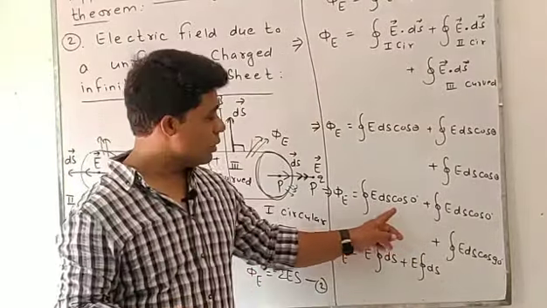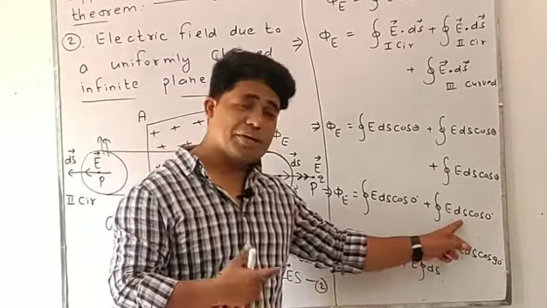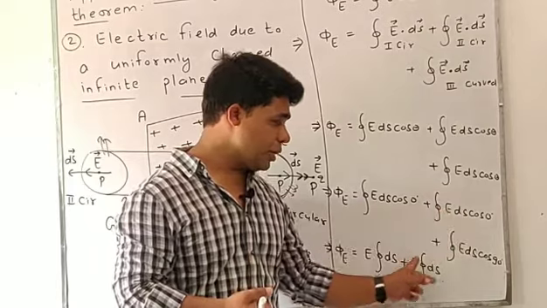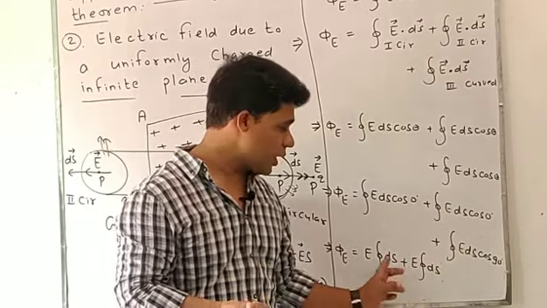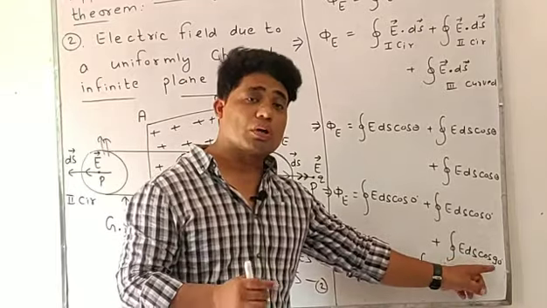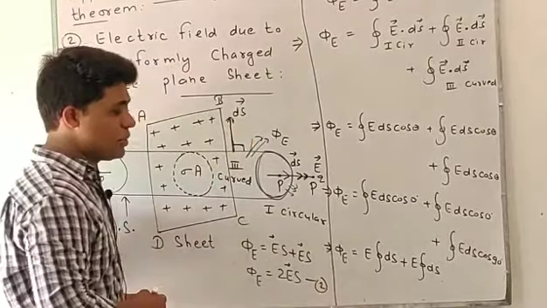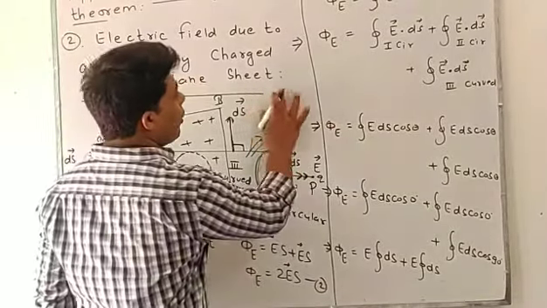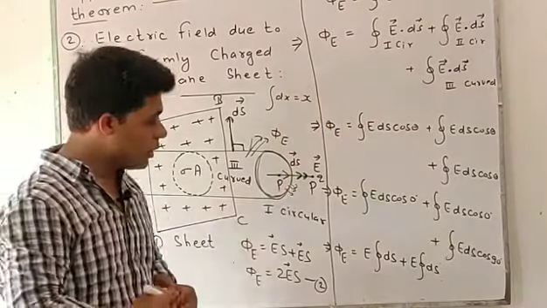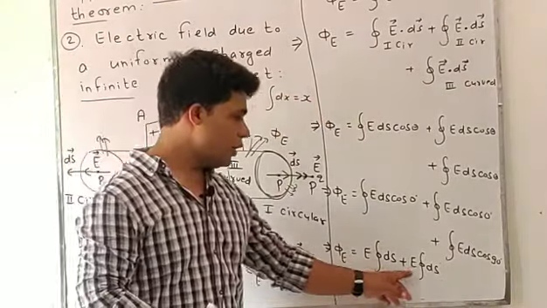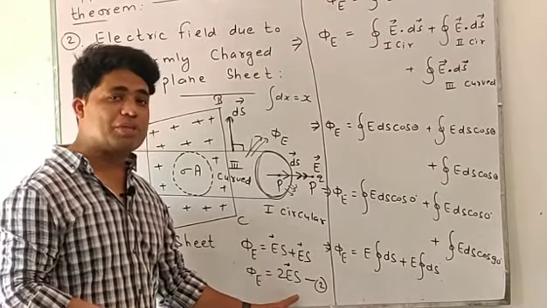We know cos 0 is 1, it remains E ds. E comes outside the integration. Here same, E ds, E comes outside the integration, that is constant. There will be no integration of a constant, that's why the electric field is outside. And cos 90 is what? 0. Now students, integration of ds. We know the formula: integration of dx is what? x. On account of that, integration of ds is what? S. Integration of ds is S. So ES and ES, 2 times ES.